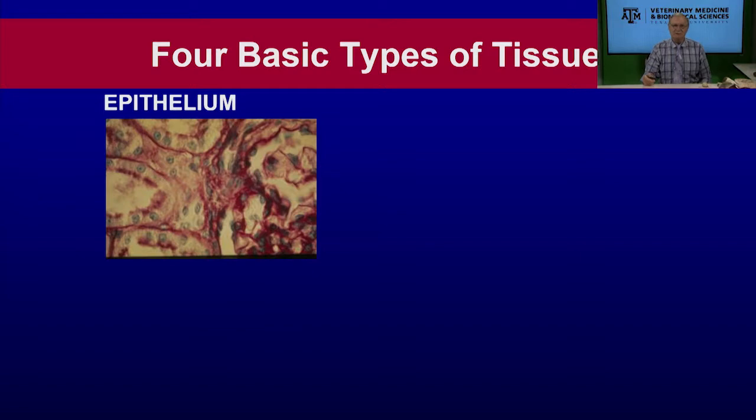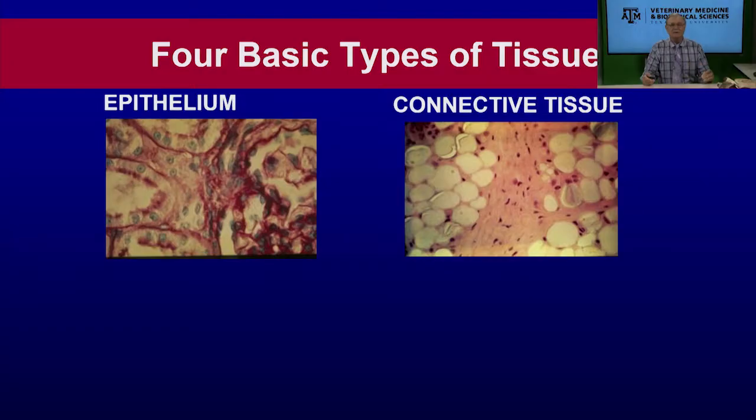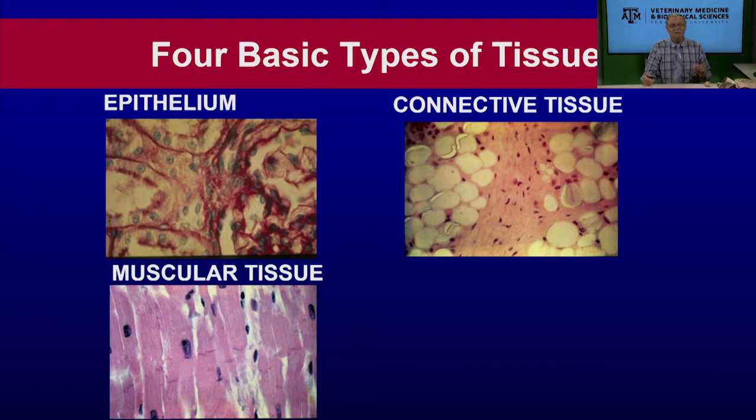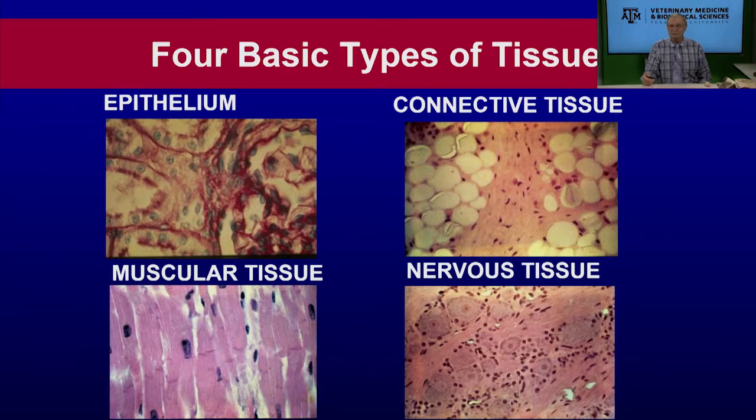So epithelium. Epithelium covers things. You can see where it's covering this kidney right here. Also connective tissue, which connects, is what it does. Then we have muscle tissue. Muscle tissue contracts and moves things, as we talked about. And there's nervous tissue.